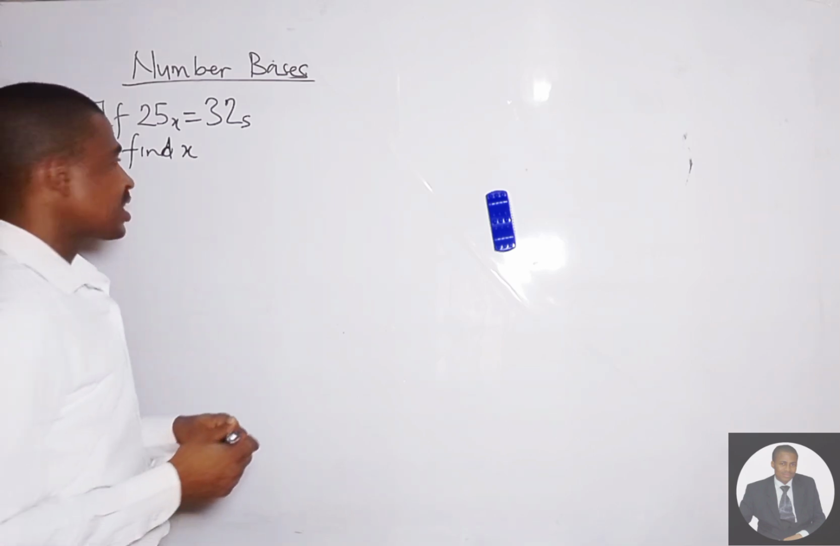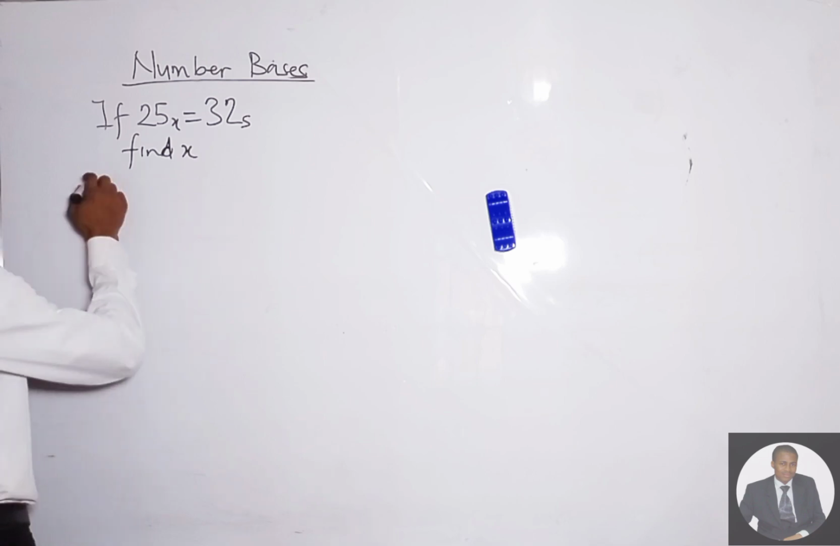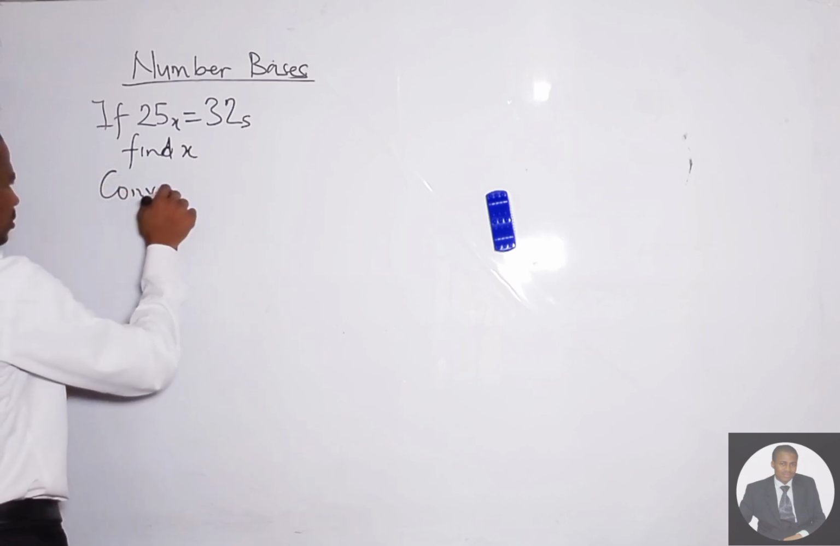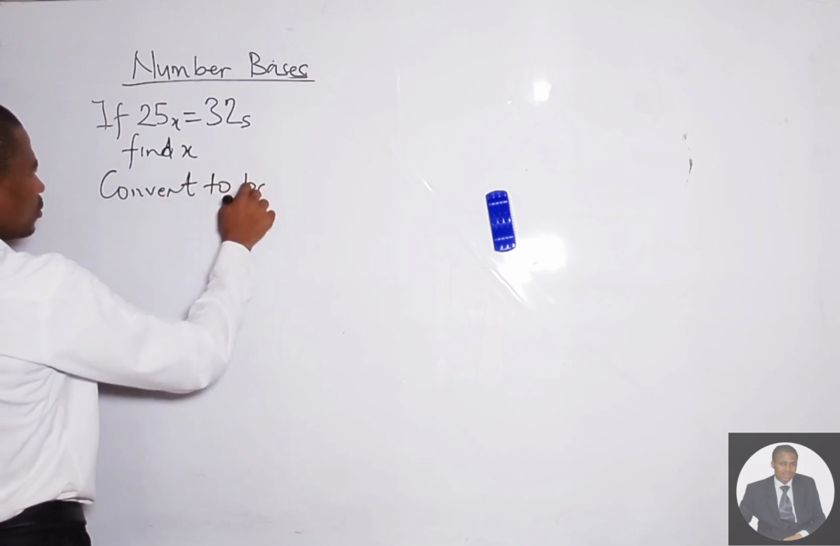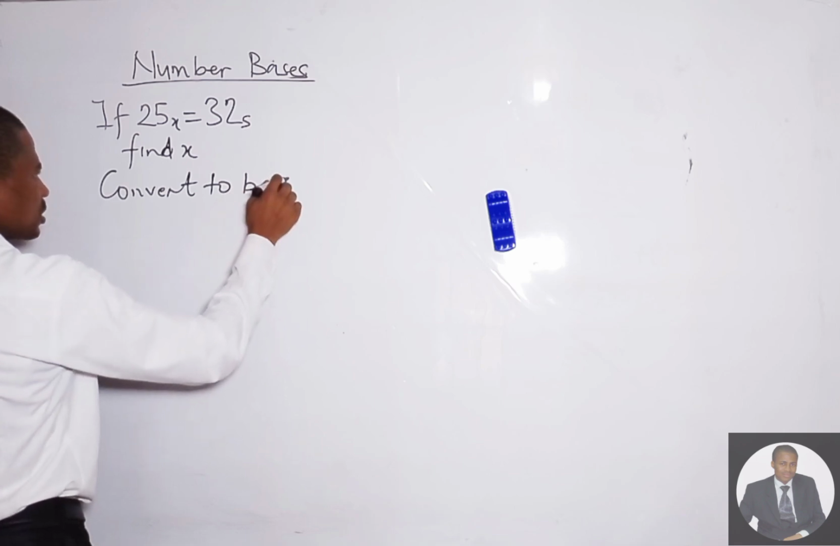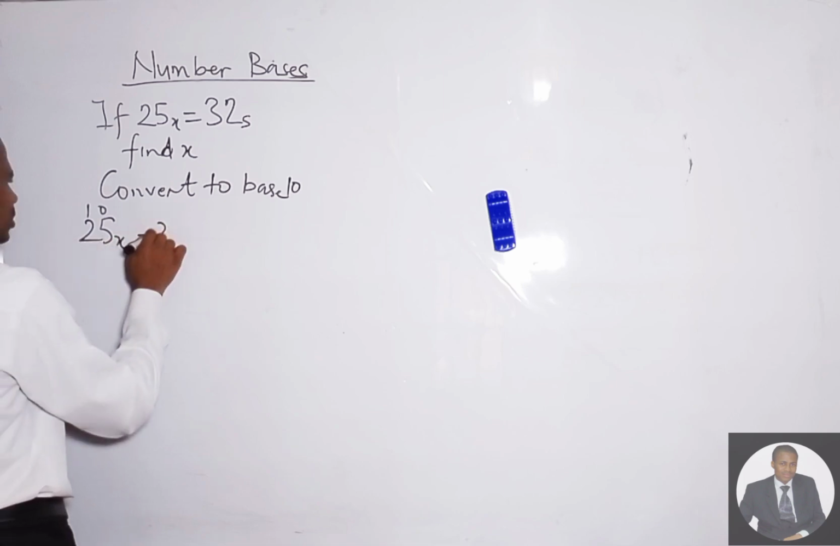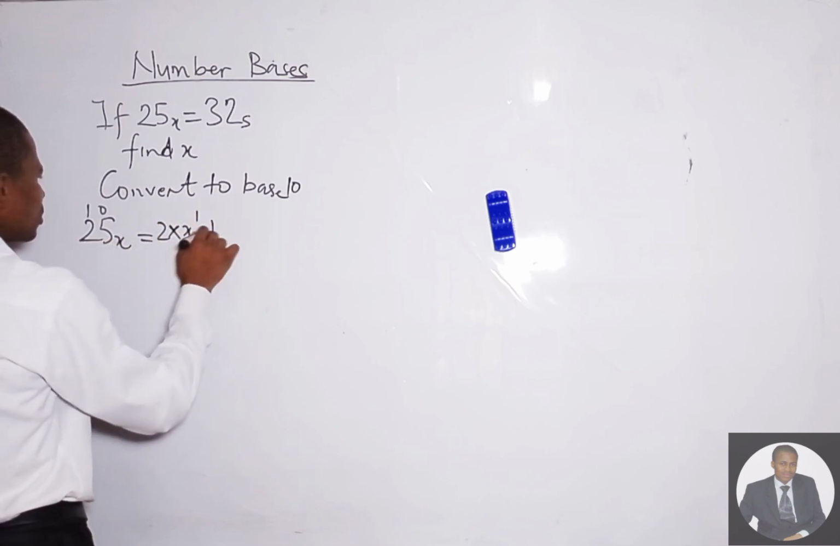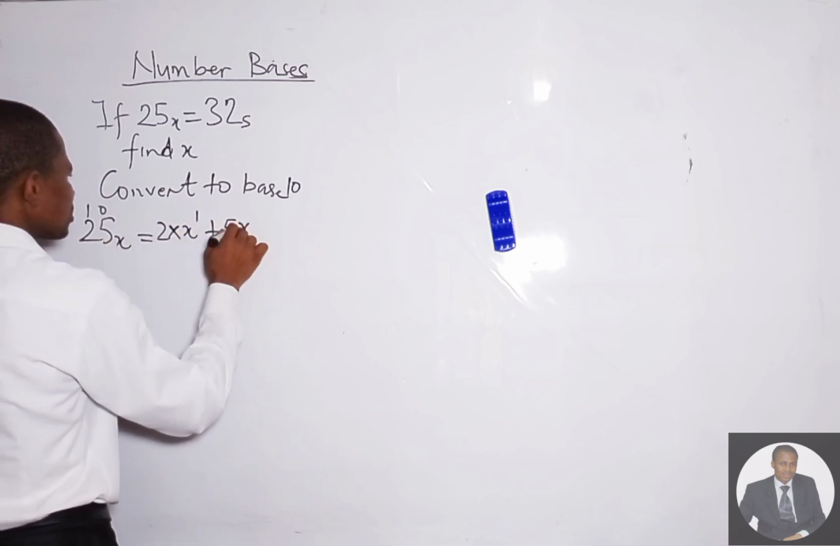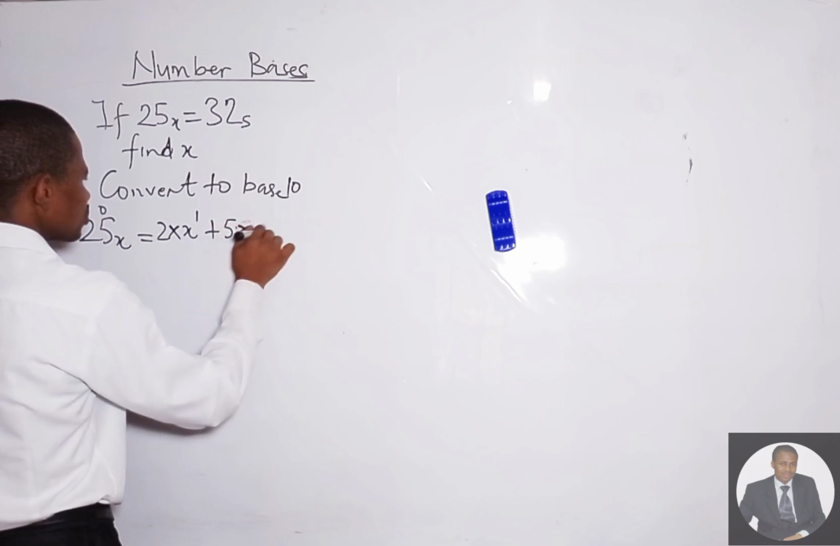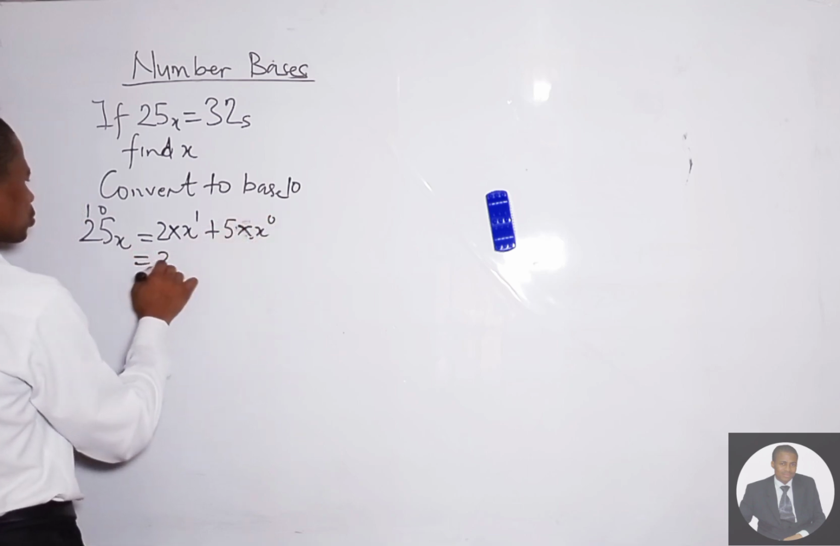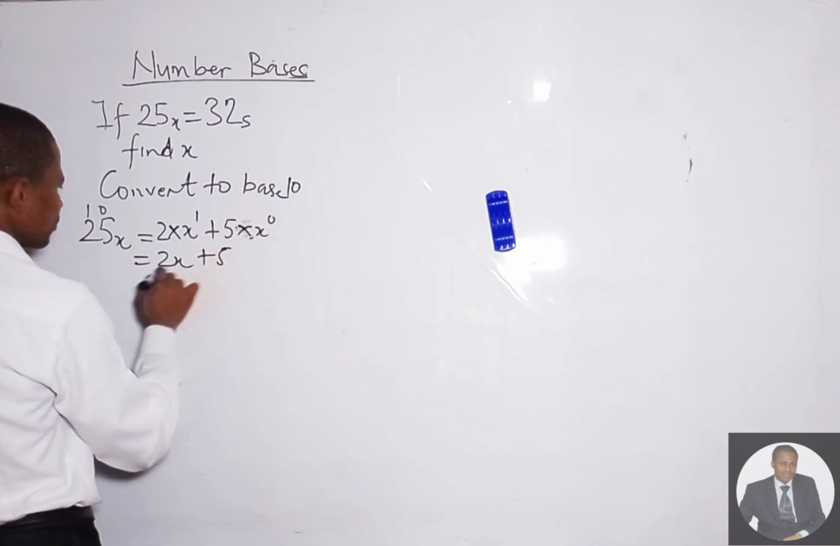What we do in questions like this is we first of all convert to base 10. We convert to base 10 first. So we have 25 base x. That will be 2 times x raised to the power 1 plus 5 times x raised to the power 0. That will give us 2x plus 5.